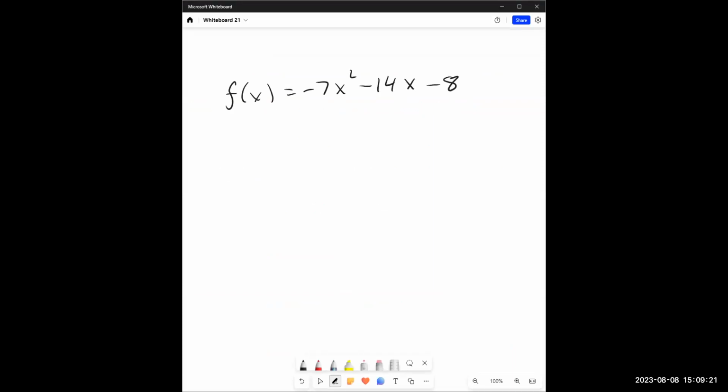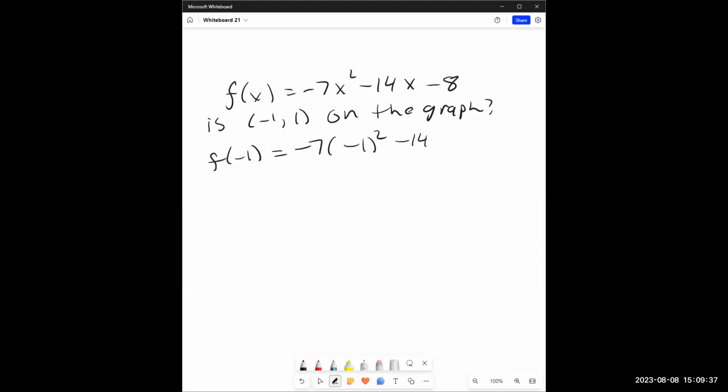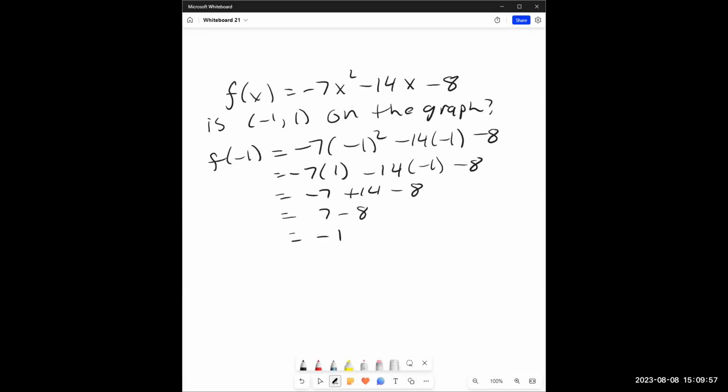And the question is, is the point (-1, 1) on the graph? So we're going to find what f of -1 is. -7 times (-1) squared minus 14 times -1 minus 8. That'll be -7 times a +1, minus 14 times a -1, minus 8, which is -7 plus 14 minus 8, which is 7 minus 8, which is a -1.